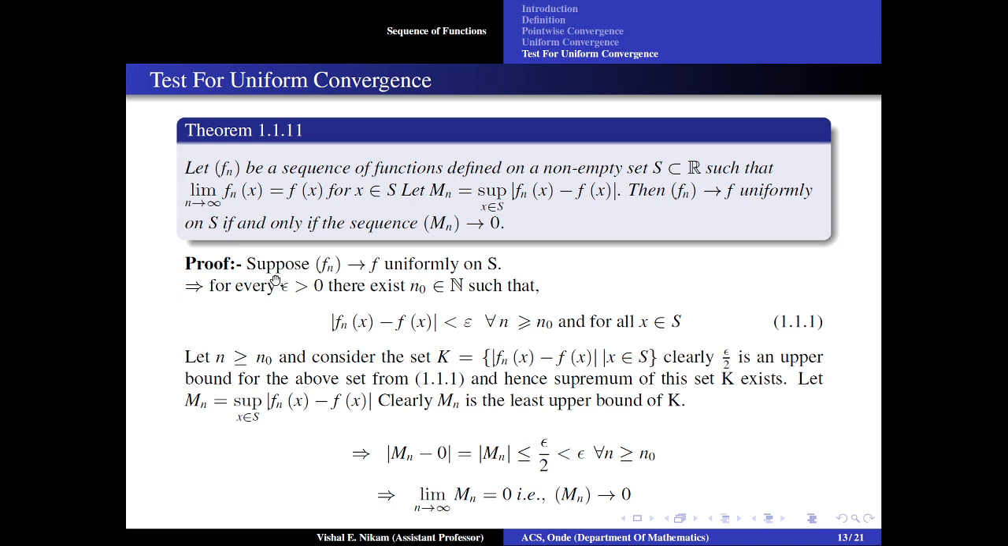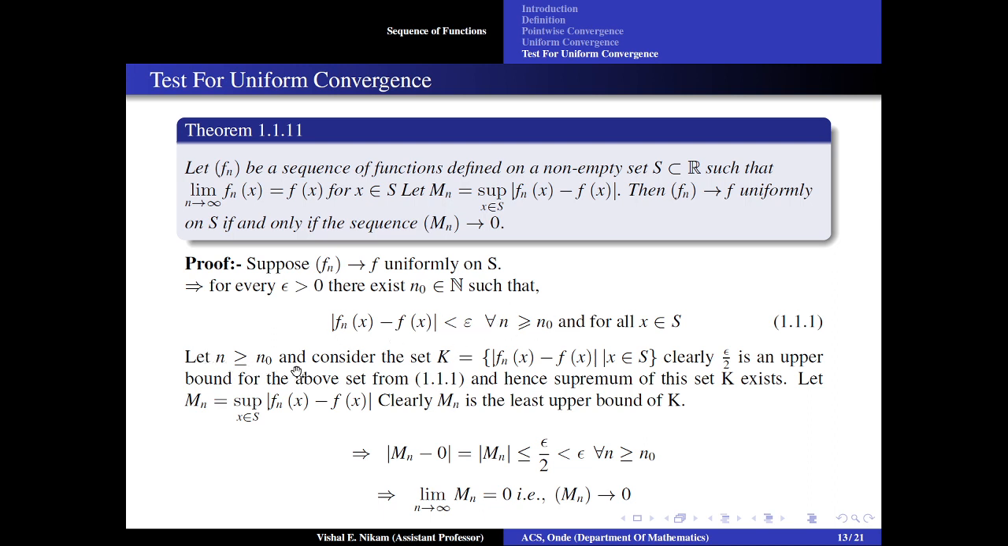Now consider the forward part, that is, suppose fn converges to f uniformly on S. So what is the definition of uniform convergence? For every epsilon greater than 0, there exists n naught belonging to capital N such that mod fn of x minus f of x is less than epsilon for all n greater than or equal to n naught and for all x belonging to S. This is the definition of uniform convergence. Here, this n naught only depends on epsilon and not on x. For any given epsilon, we have to find only n naught such that this condition gets satisfied.